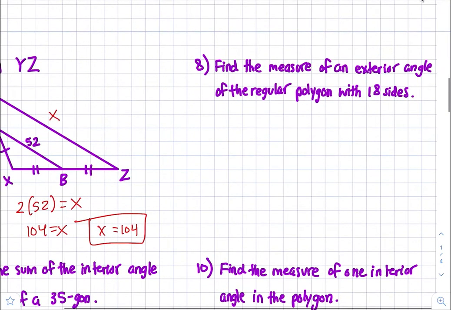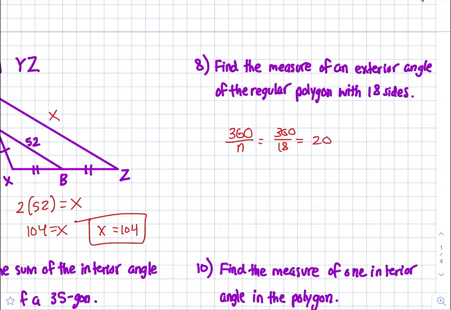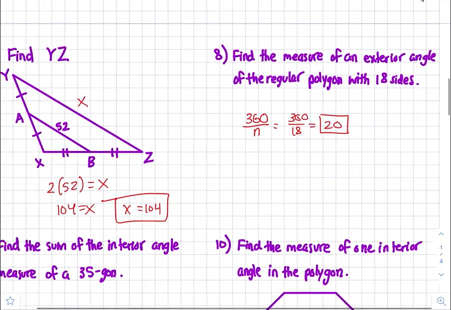Okay, number 8. Find the measure of one exterior angle of a regular polygon with 18 sides. To find the measure of one exterior angle, it's this formula, 360 divided by n. N is the number of sides, so 360 divided by 18, which is 20. So it should have been 20 for the exterior angle of the 18-sided polygon.